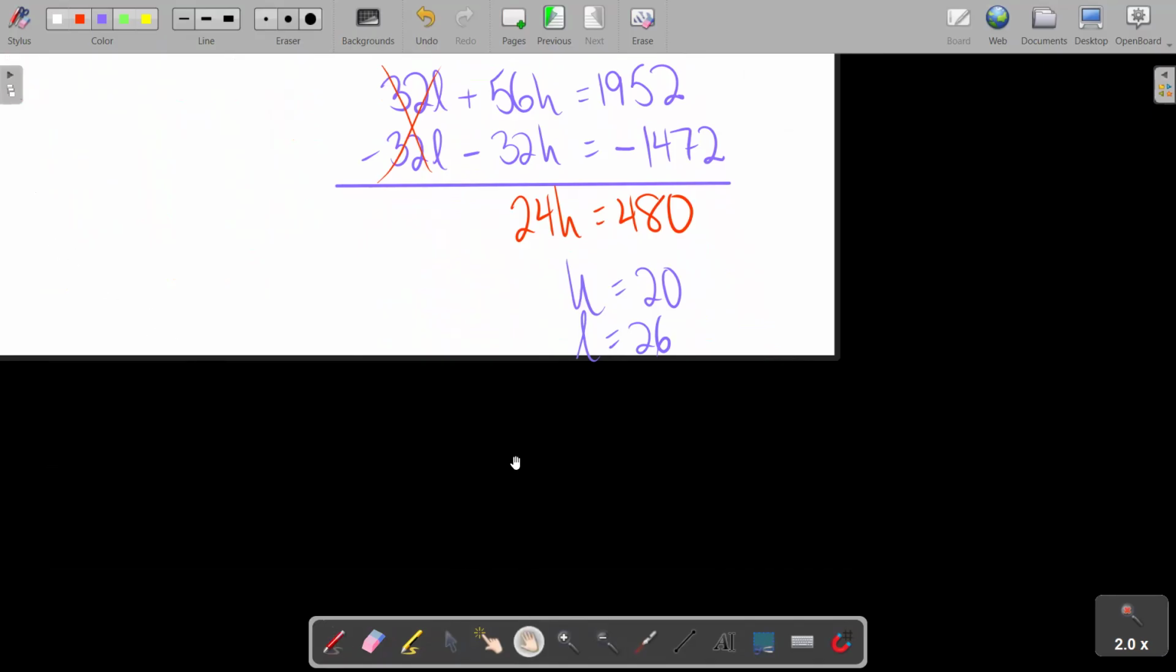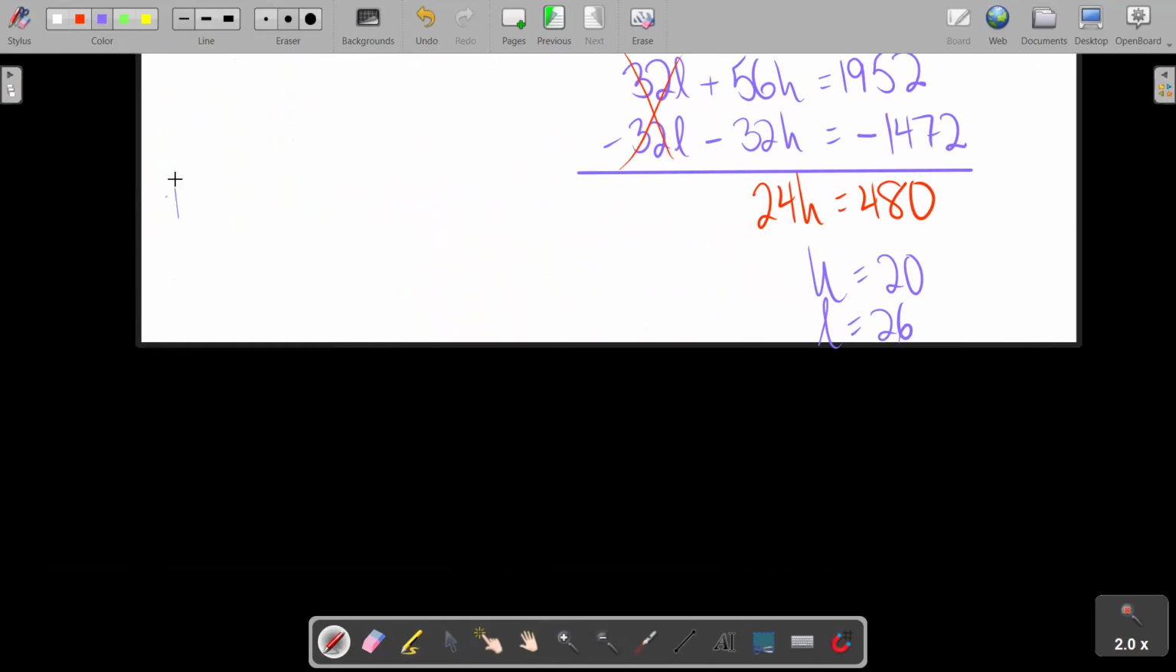So we could say for our sentence, there are 20 light TVs and 20. Did I say that wrong? Yeah, sorry, that's my bad. There are 26 light TVs and 20 heavy TVs in the shipment.